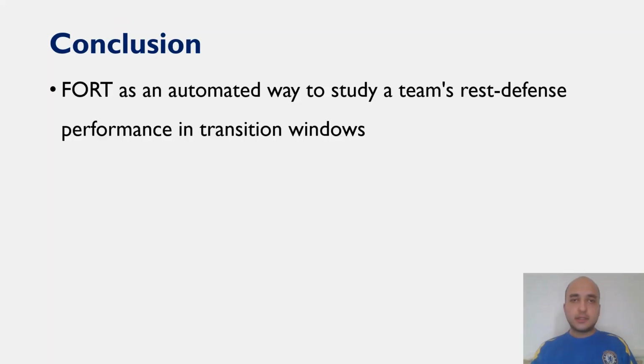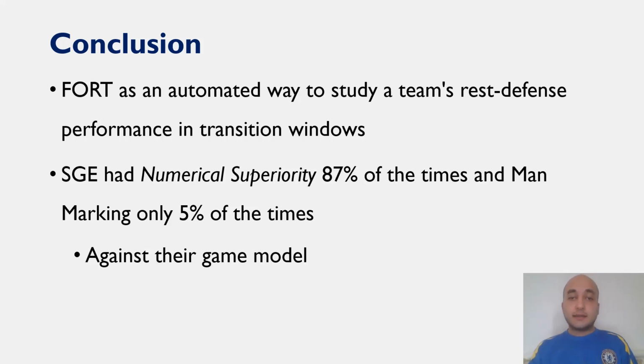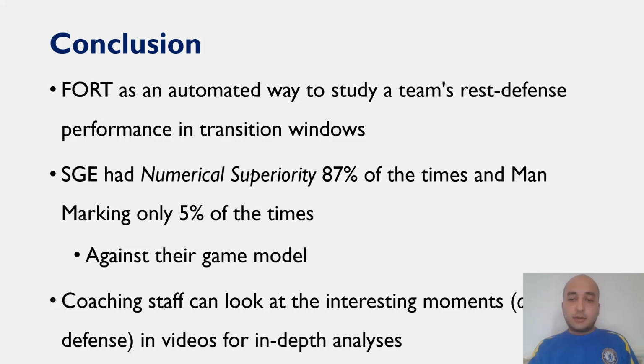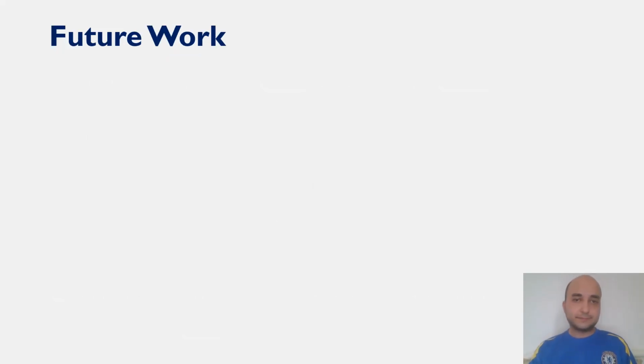And we have the conclusion. We introduced a tool as an automated way to study a team's rest defense performance in transition windows. And we showed you that Eintracht Frankfurt had numerical superiority 87% of the time and man marking only 5% of the time. That's against their game model based on our analysis. And coaching staff can also look at these interesting moments in the video and see why they didn't have a good rest defense in specific moments and how they can improve their rest defense.